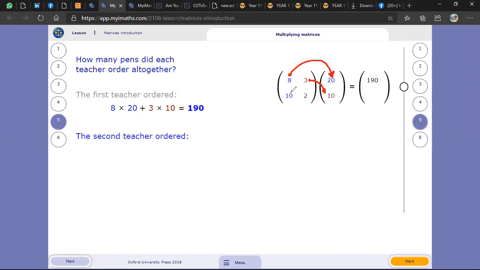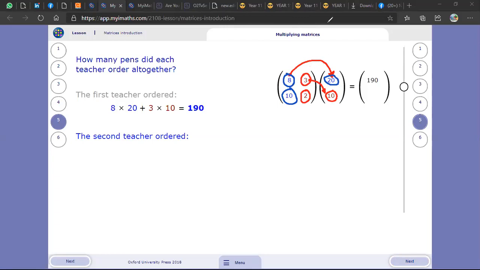So it means that this 10 is going to multiply 20. And then we're going to have 2, the red pen, multiply the 10. The same procedure, okay? Likewise here before, it was this 3 that multiplied 10, and then it was this 8 over here that multiplied 20. So you can follow the pattern, but please be careful.